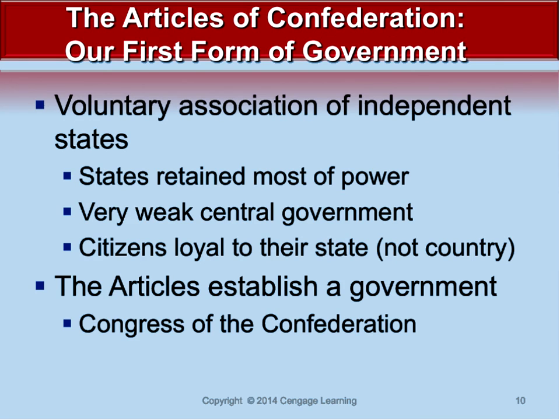So they're independent states, and under the form of the Articles, the states retain most of the governmental power. The central government, the national government, was very weak, and citizens were primarily loyal to their state rather than to the new country. So the Articles did establish a government, and the Congress of the Confederation was the primary national governmental institution. So what the Articles represent is a very fragmented, decentralized governmental system, a confederation of independent states, and one can see this, at least in part, as a reaction to the very concentrated governmental power that a monarchy represents.